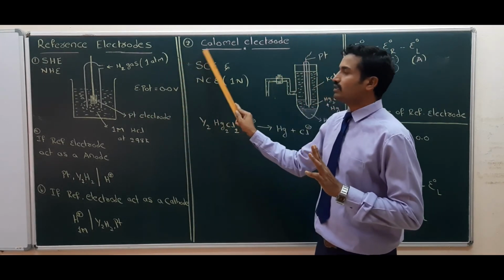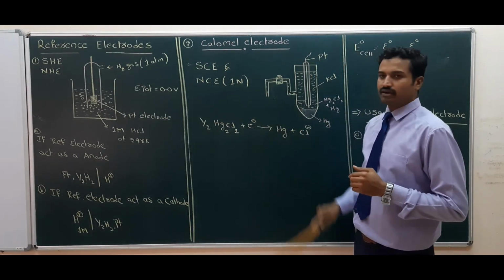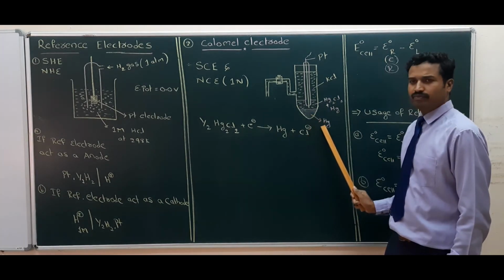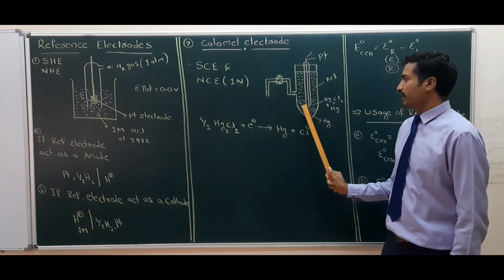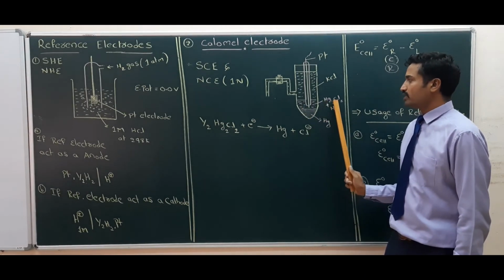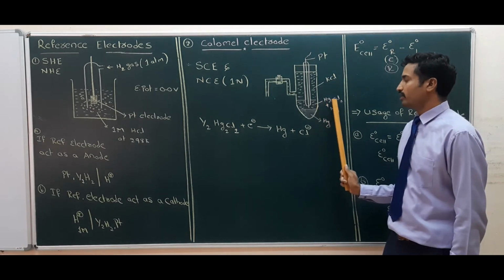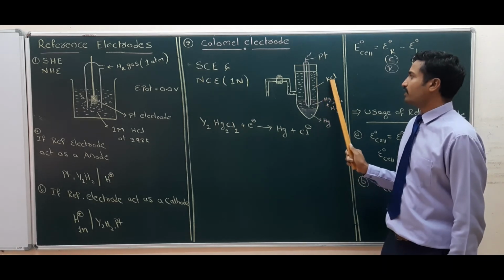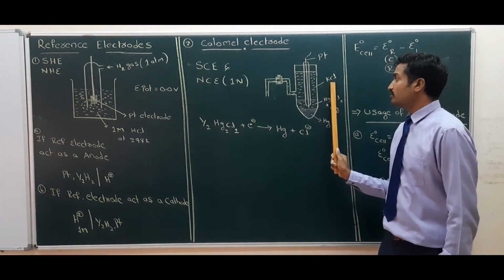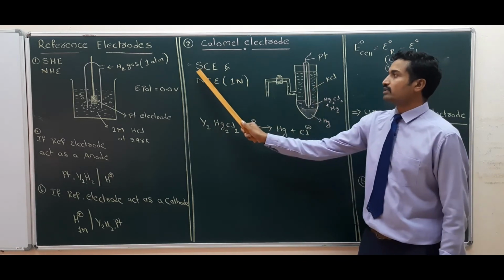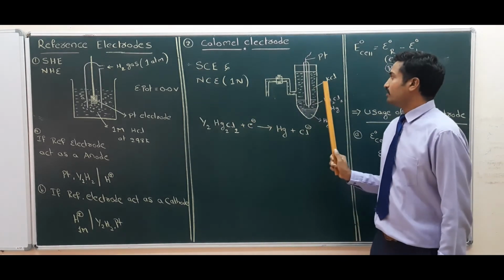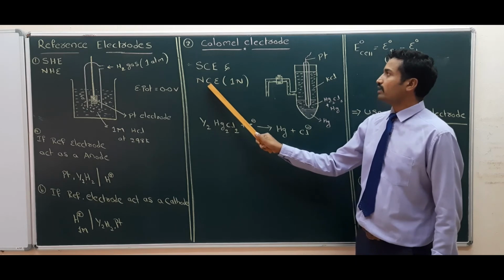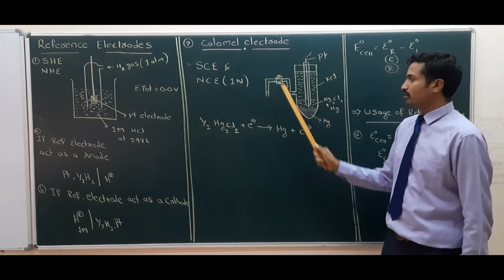Then we can use the second reference electrode, that is the calomel electrode. This is the construction of the calomel electrode. The down layer is mercury, the next layer is solidified mercurous chloride plus mercury, and above this there is KCl solution. The concentration of the KCl solution is known. If the KCl solution is saturated, it is called a saturated calomel electrode. If the KCl concentration is 1 normal, it is called a normal calomel electrode.